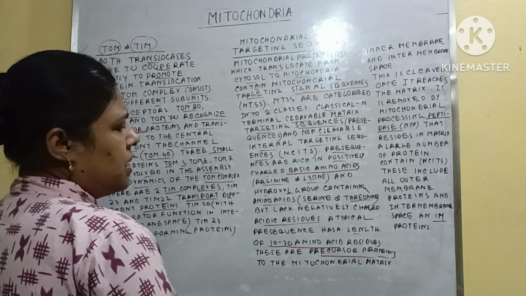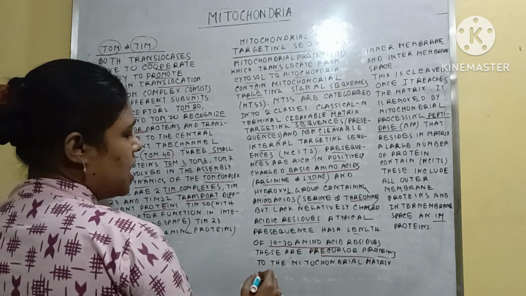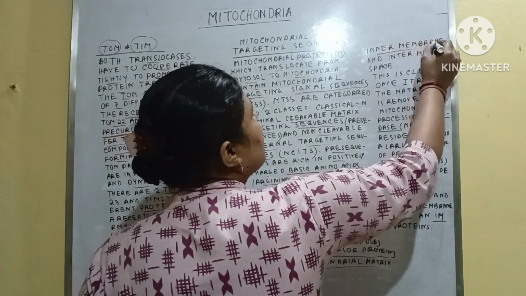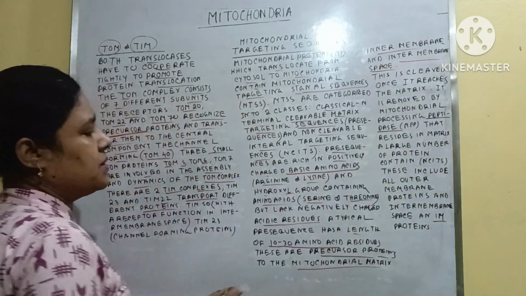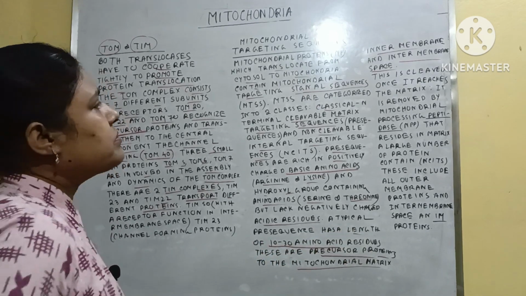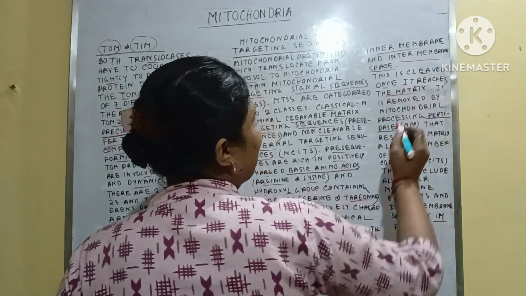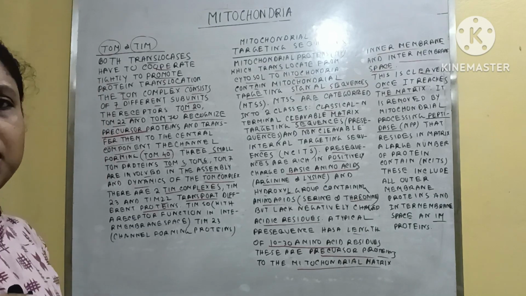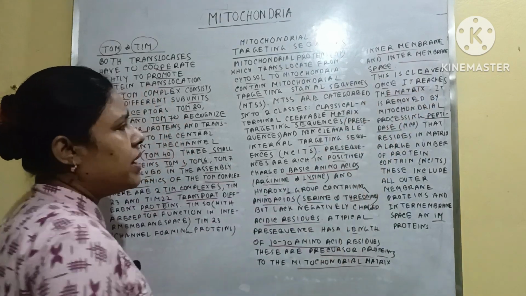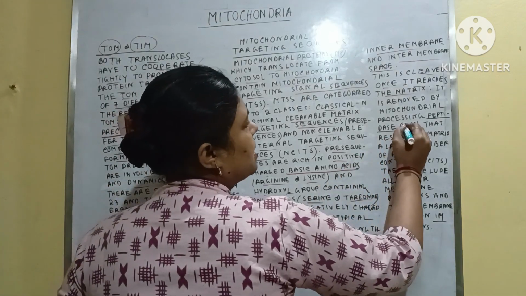Now, where are the precursor proteins present? These precursor proteins are generally present in the mitochondrial matrix, inner membrane and intermembrane space. In three areas the precursor proteins are there. Clear? And this is cleaved once it reaches the matrix. After it is cleaved into short fragments, then it enters into the matrix. Okay? And it is removed by the mitochondrial processing peptidase.